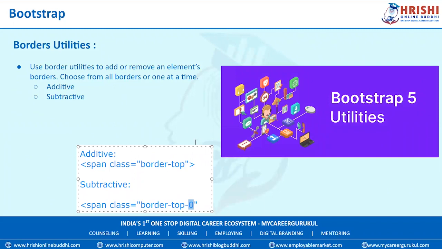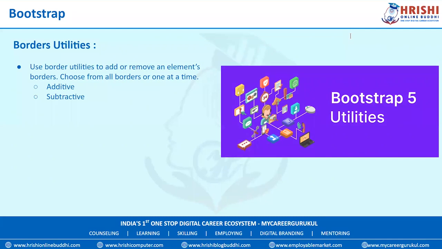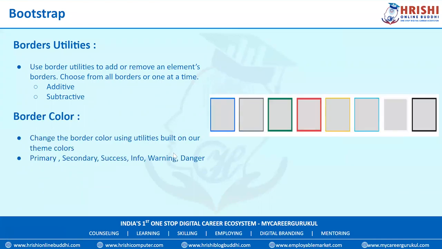So let's erase this. And the next part is border colors. Now change the border color using the utilities built on our theme colors, like primary, secondary, success, info, warning, danger. We have studied all this part. Now we have studied how to give a border outline to particular buttons. The same way we have to assign border colors to the border effect on any element if you want to give the border.